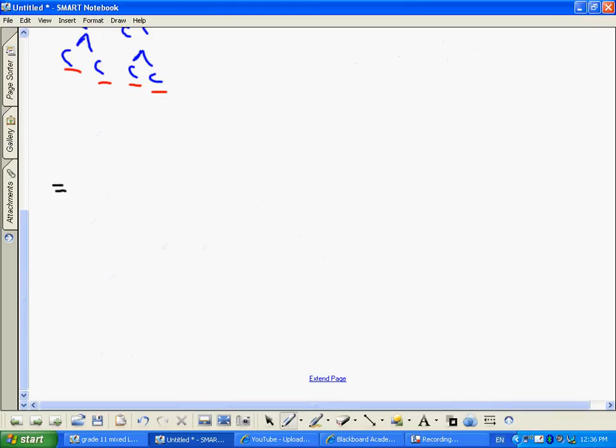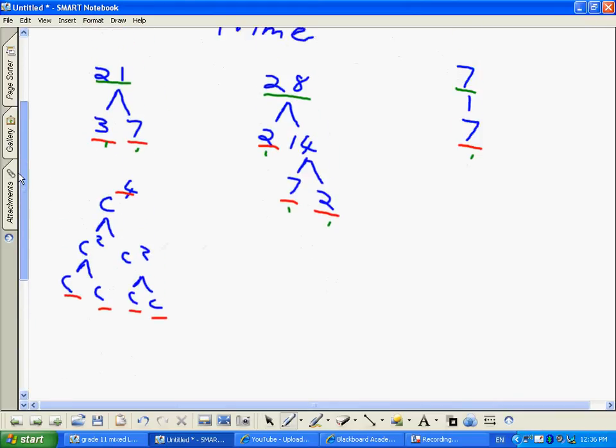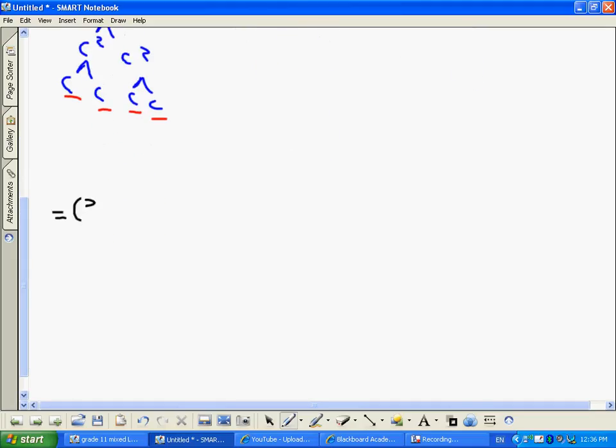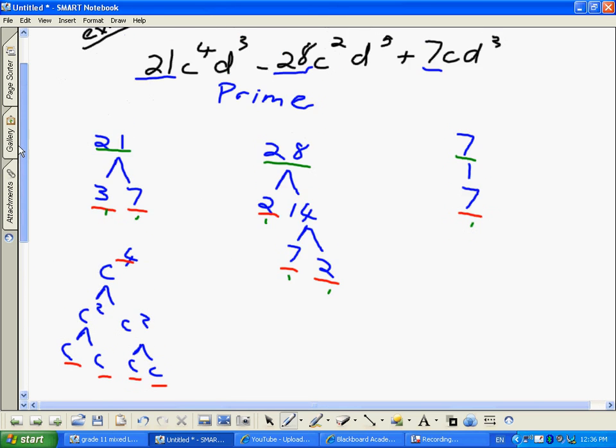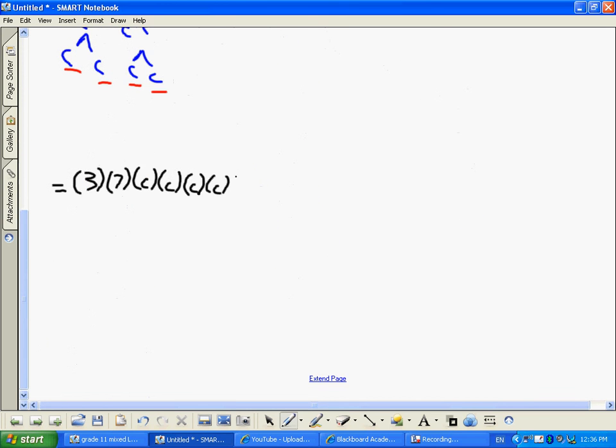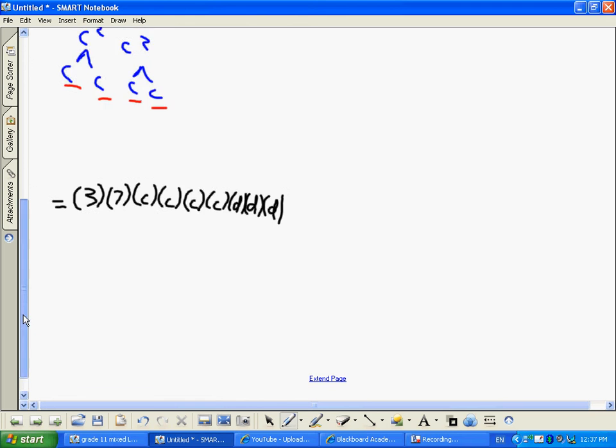Our new question, when we look above, we're replacing 21 with 3 and 7. I'm writing C 4 times. And I'm going to write D 3 times. So that is 21C to the power of 4, D to the power of 3. That's in its prime form. Look how many numbers we had to multiply to get to that. Okay? That's why this way can become tedious after a while.